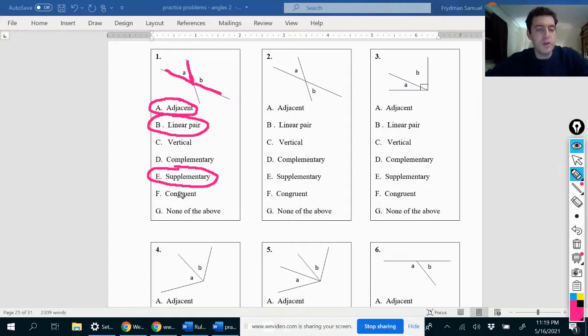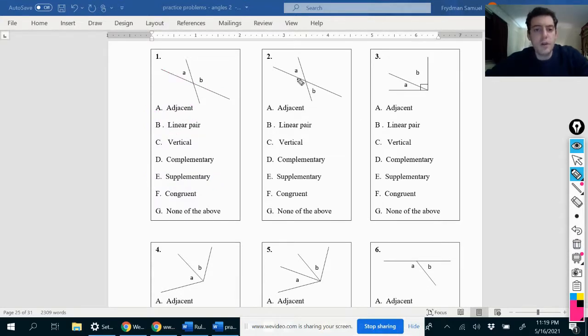Are they congruent? There's nothing to indicate that they are congruent. There's nothing to indicate that they are equal to each other. Are they none of the above? No, we circled a few answers already. Okay, so A, B, and E are the correct answers for this one. Let's take a look at this problem over here.